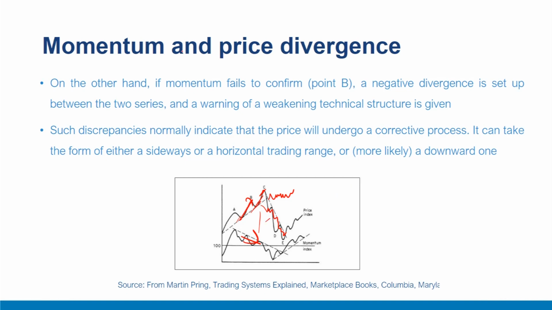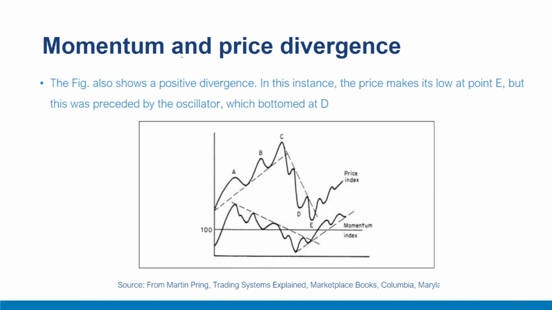Also, we can see here a positive divergence where momentum and price are moving towards each other. So we can see price falling, and this is the momentum, price going here. So there is a brief period of positive divergence, both of them moving together, which indicates strengthening of prices, and prices actually show upward movement after that. So here we can observe the positive divergence.